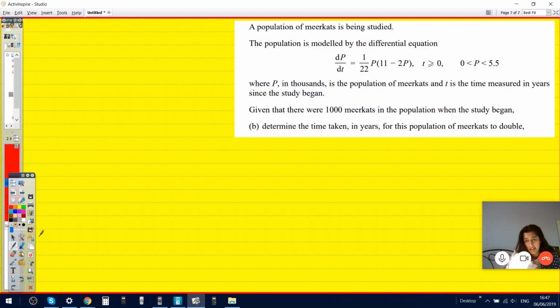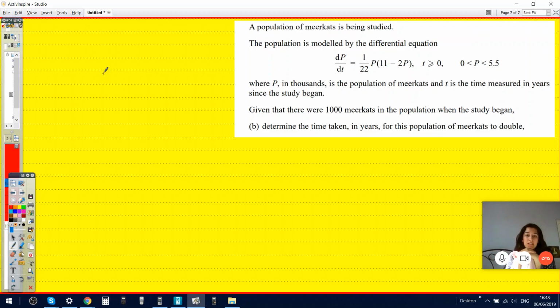Determine the time taken for the population of meerkats to reach 1,000. I can't even see. My battery's gonna die and I can't go. 15 minutes, that's enough time. I'm dying, 15 minutes.